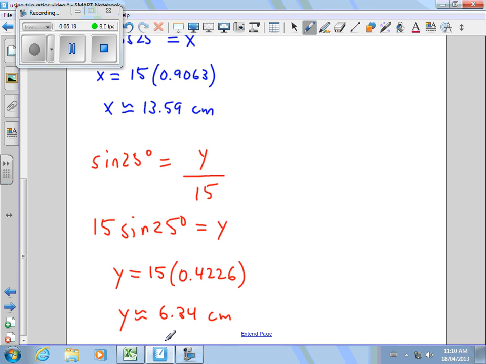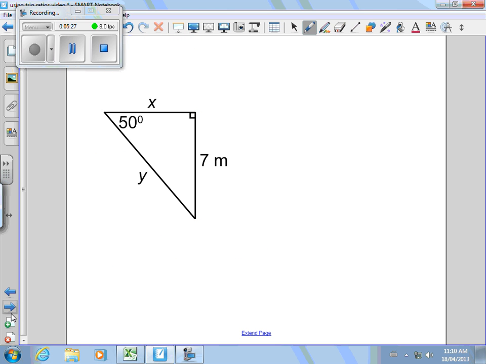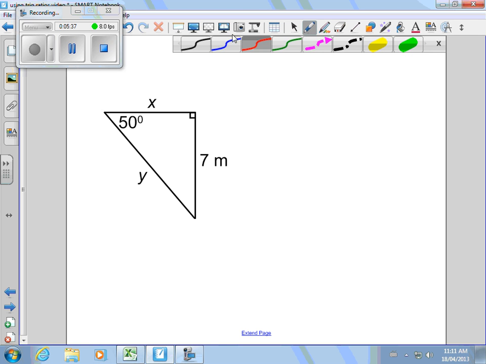So final answer, y is 6.34. Could say, Mr. Griffin, I wanted to use the Pythagorean theorem for the second side. No problem. Okay, but we're just practicing some trig ratios here. So one more example. Another right triangle here. I'm going to use SOHCAHTOA again. And so again, labeling these sides right away to start.